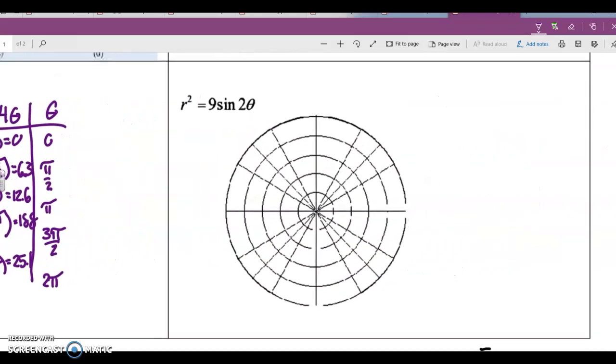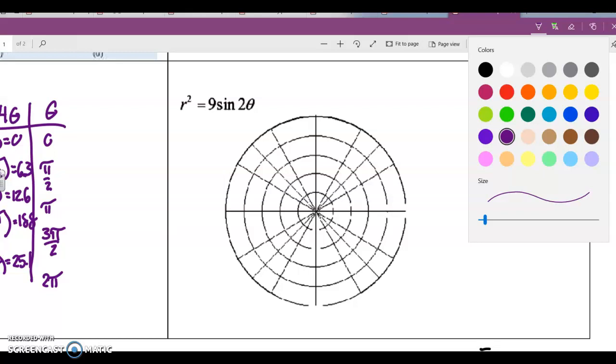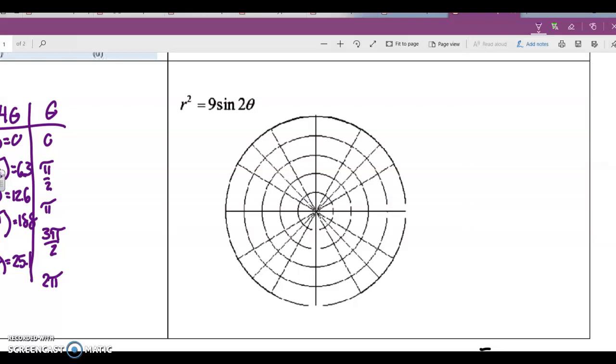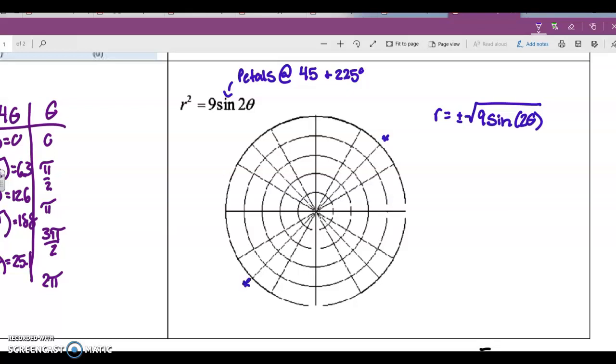And last but not least, we have one more lemniscate for us. So first thing we're going to do, we don't want to deal with r squared. So we say r is equal to plus or minus the square root of 9 times sine of 2 theta. And remember, since we have a positive sine, our petals are at 45 degrees and 225 degrees. So they're going to be on this line and this line here.